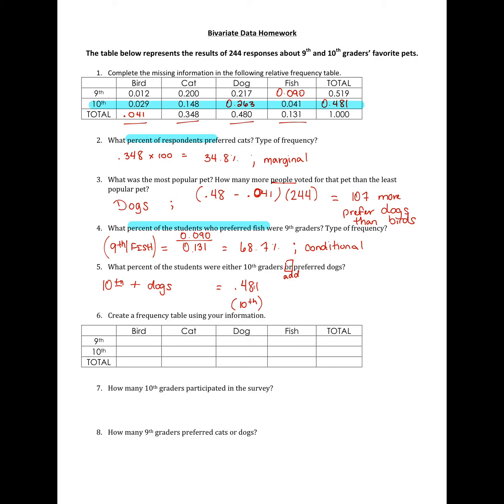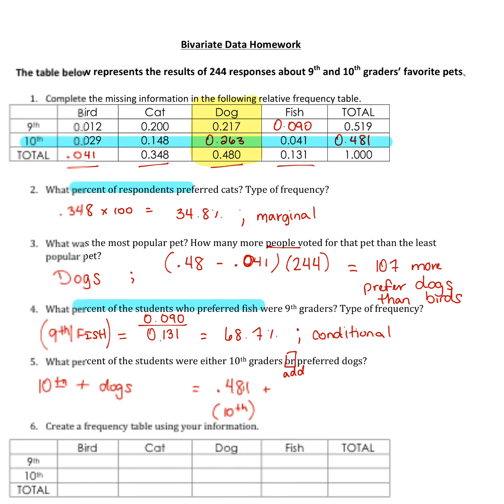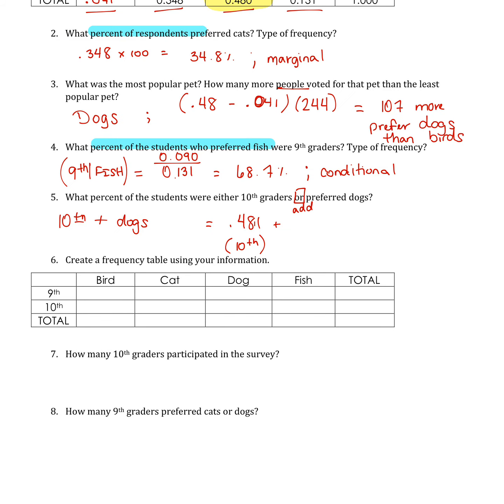We are adding that to our dogs, which, let's see if I can get a bigger highlighter so it'll all add up. So dogs. Okay, we're adding that to our dogs, which is 0.48.